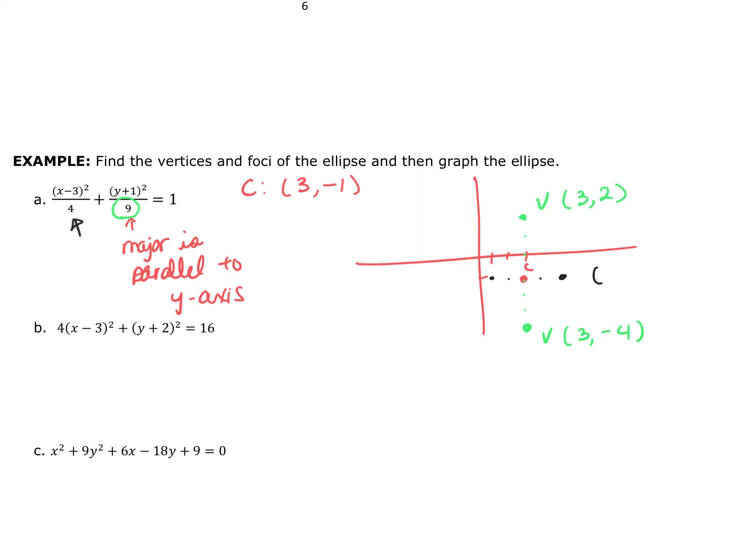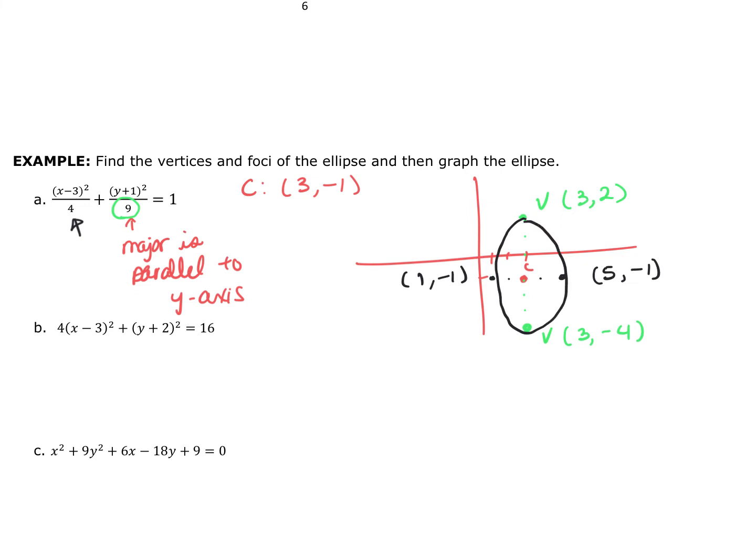So my minors are at, now this time my y value didn't change, so I'm at negative 1. But I'm going to take 3 and I'm going to add 2 and I get 5. And then my other minor over here, I'm going to take 3 and subtract 2, so I get 1, negative 1. So here's what my graph of my ellipse looks like.